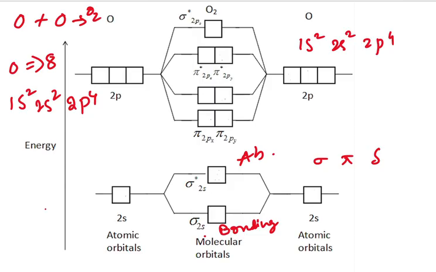As a result, two kinds of molecular orbitals are formed: bonding molecular orbitals and anti-bonding molecular orbitals. Bonding orbitals have lower energy, whereas anti-bonding orbitals have higher energy. Anti-bonding orbitals are indicated with sigma star, pi star, delta star, whereas bonding molecular orbitals are indicated only with sigma, pi, and delta.